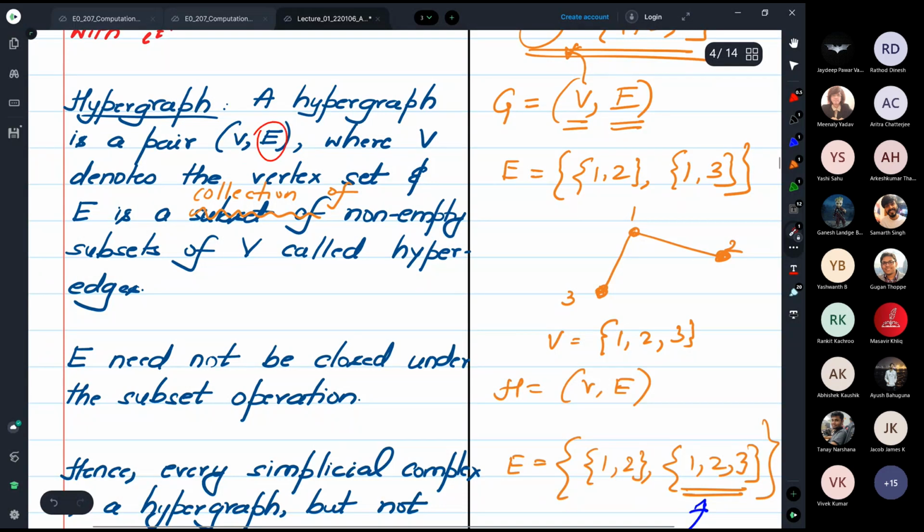So a hypergraph is just like a graph. However, this E over here is a collection of non-empty subsets. We do not emphasize that these non-empty subsets should have size 2. If we impose that restriction, then that hypergraph will become a graph.